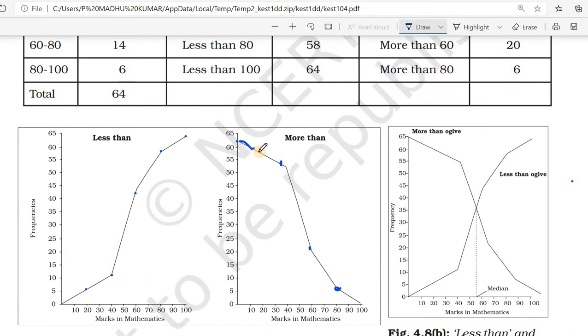Then we need to join these points with the help of a scale. We join this line to the next point, 100. Here also it will start from here, but we need to join from 0. This is the more than and less than ogive.